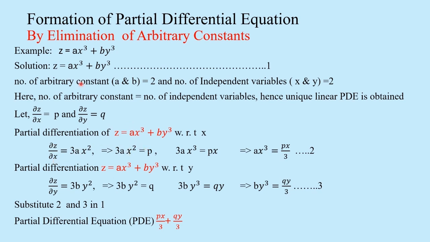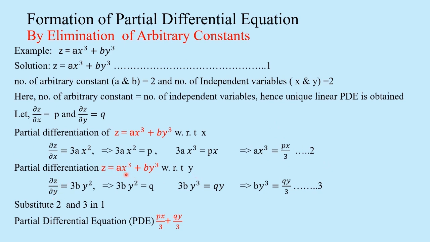Here in this question it's x cube that is given. So we'll multiply both sides with x. So we get 3ax cube equals px. Bring this 3 down here. So ax cube is equal to px by 3. Now we have brought this in the form of ax cube so that it will be easy for us to substitute here. Now partial differentiation of this equation with respect to y: z becomes dou z by dou y.